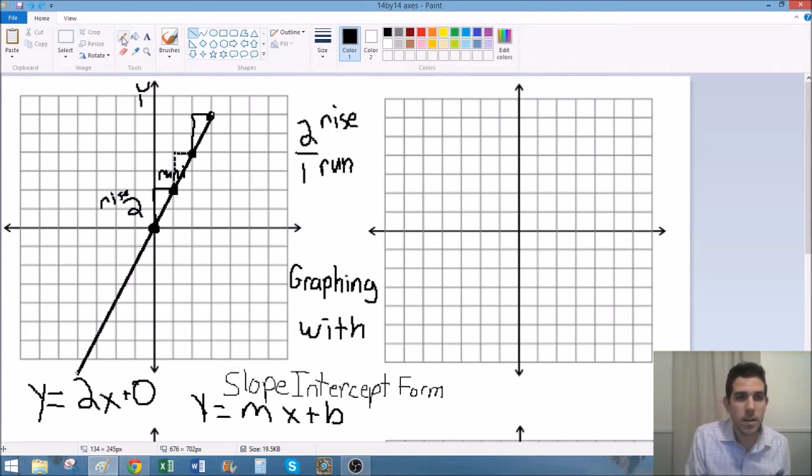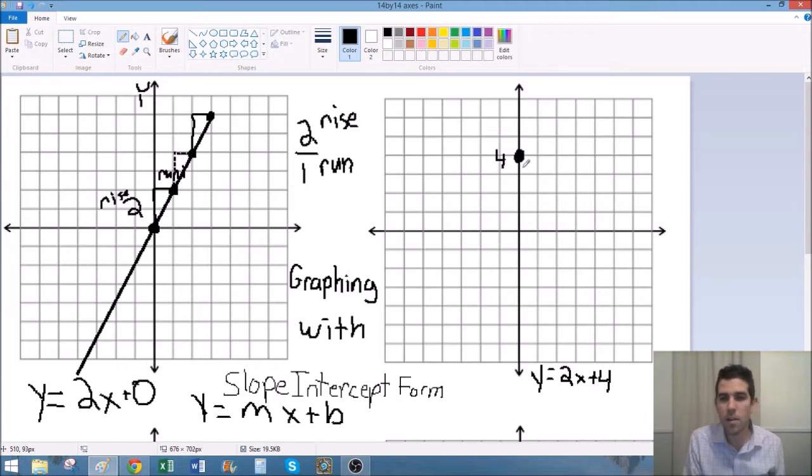Let's try to make it a little bit harder. What happens when I have y equals 2x plus 4? So my slope is 2. I haven't changed anything with the rise and the run. What have I changed? Well, I've changed the intercept. I've changed where I'm going to start. So this is now going to not start at 0, but instead start at 1, 2, 3, 4. It's going to start at 4 on the y-axis. My first plot will go right there at 4 on the y-axis.